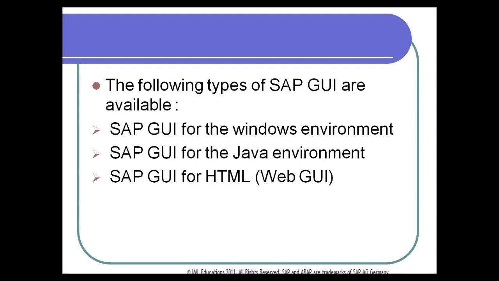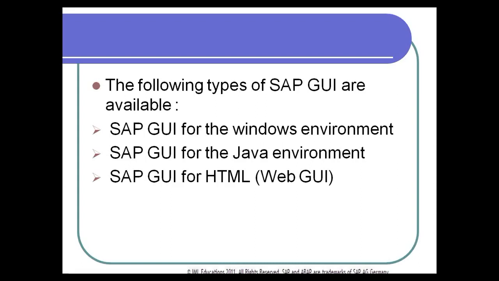If you are using a Mac PC, for example, you can install this GUI for Java environment. Or if you simply want to use a web browser to connect to the application server, then you can use this GUI for HTML, web GUI. So we have these three types of GUI available. Based on your operating system, you can install that type of GUI.